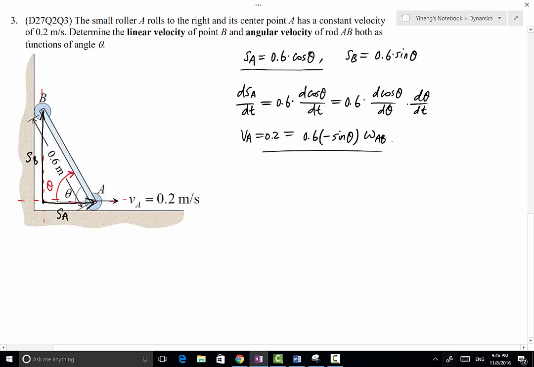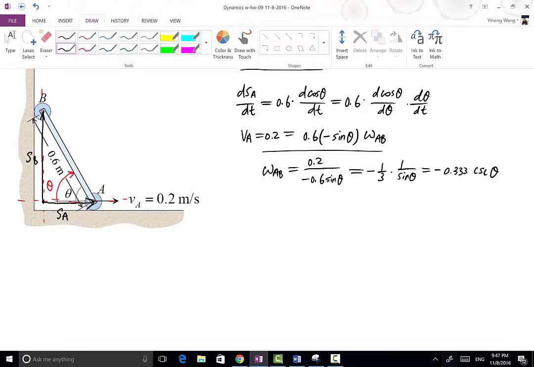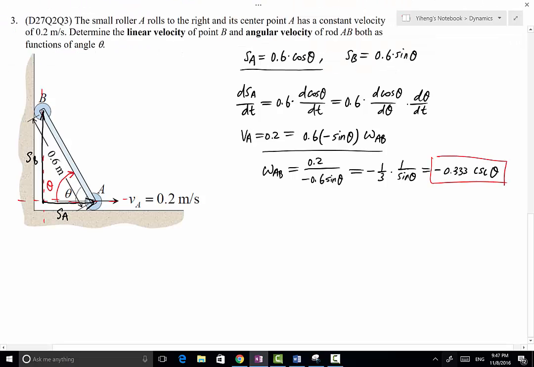So from here, we can solve for omega AB as a function of theta, and that equals 0.2 divided by negative 0.6 sine theta, which equals negative 1/3 times 1 over sine theta. So if you want to, this equals negative 0.333 cosecant theta. So that's part of this problem solved. Omega AB, the angular velocity of rod AB, expressed as a function of theta.